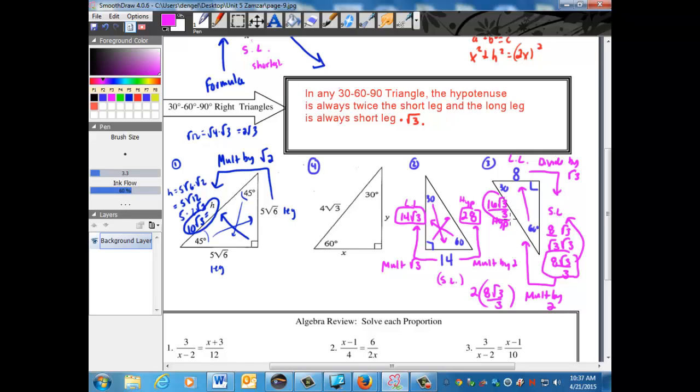That's our hypotenuse. One thing that we should note here is that we are not allowed to go from a long leg to hypotenuse. We can't do this. It's not allowed. Okay, so we have to find short leg first, and then once we find short leg, we can then fill out hypotenuse and long leg.